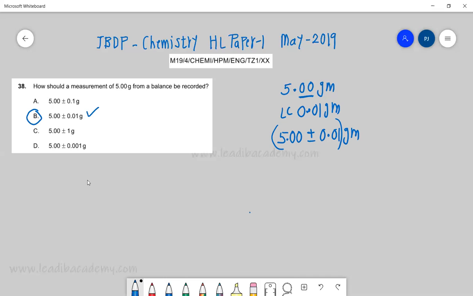Straightforward. You can look into it that none of the others is correct. Important part: 5.00 gram means that the least count, or whatever is the least possible measurement, is 0.01. Okay, that's the logic. So the correct option is B. Extremely simple.